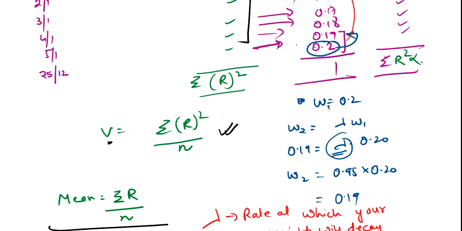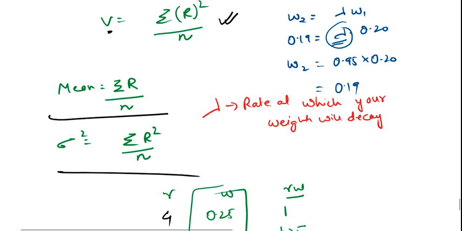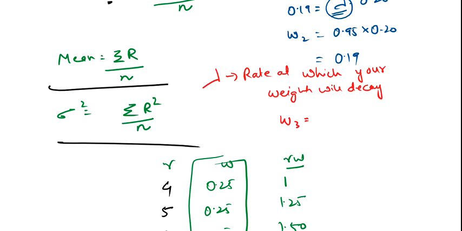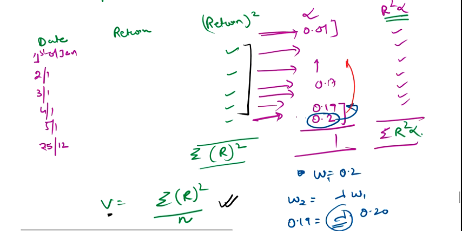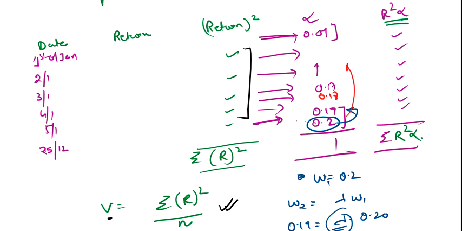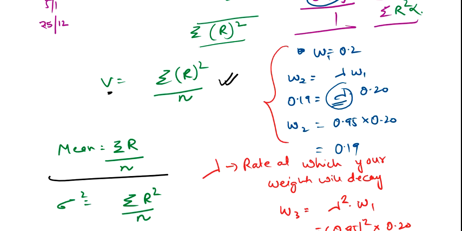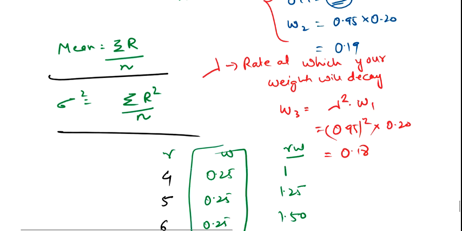Clear? So now let us remove this 0.18 and let us find out the third weight. So the third weight is actually equals to lambda square times weight 1. So it is going to be 0.95 whole square multiplied with what is your weight? 0.20. Clear? So let us find out. You will see that it is coming as 0.18. Clear? So here I will be mentioning 0.18. So this portion is actually to make you understand how I am actually calculating the weights.